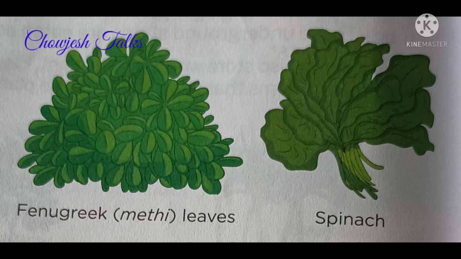Functions of a leaf. Leaves are called the food factory or the kitchen of the plant because they make food for the plant. Some plants such as fenugreek, mint and spinach store food in their leaves. We eat leaves of such plants.